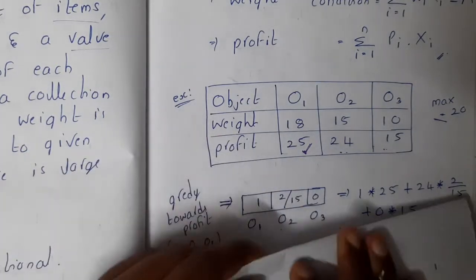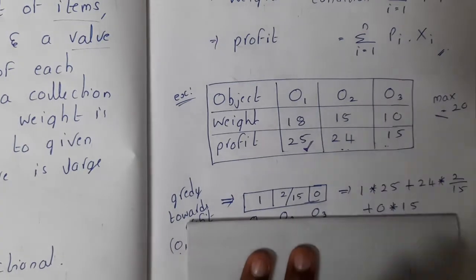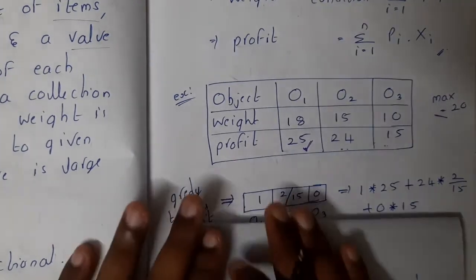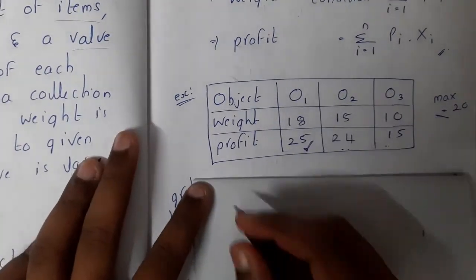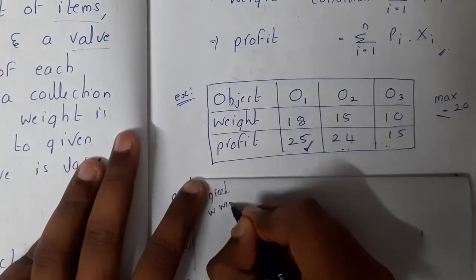Okay. So what if I am greedy with respect to weights? Basically, I'll take the least weighted item, least weighted item, least weighted item again and again. So in that situation, do I get more profit? Do you think so? Let us check. So, greedy with respect to weights.